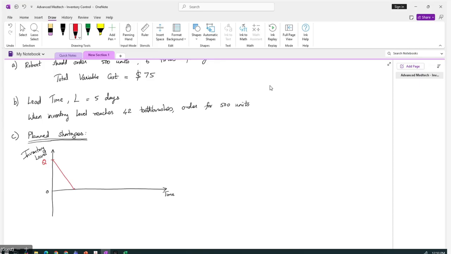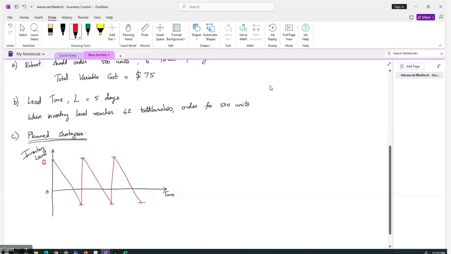If I am allowing shortages, what will happen? At some point it will be 0, and then it will become negative inventory, right? And then we'll reach a point where we'll make an order. Once we make an order, it will again come up here. It will gradually come down and inventory will become negative and the cycle will continue. I hope you got the idea.